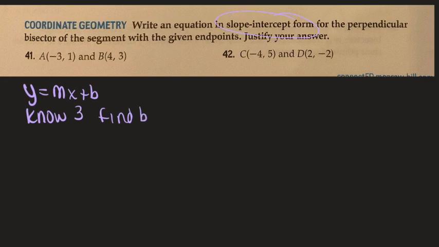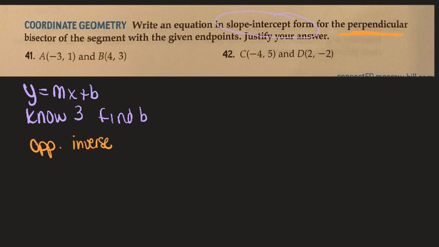All right, next question. When it says perpendicular, what does that make you think of? What do we need to know about perpendicular? Well, perpendicular means the opposite inverse slope. So whatever the slope between A and B, I'm going to find the opposite inverse, and that's going to be my M for my know 3, find B.